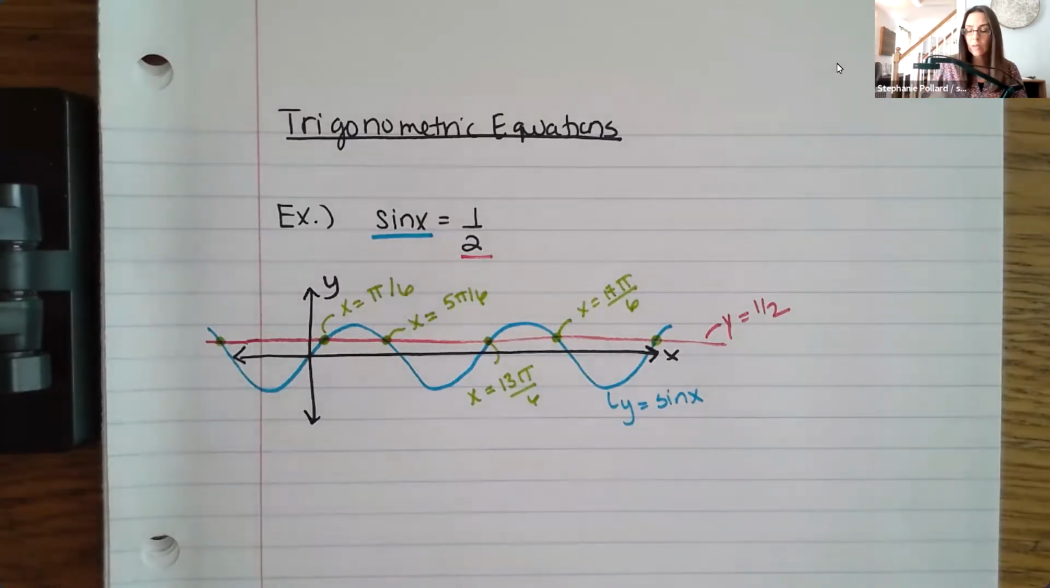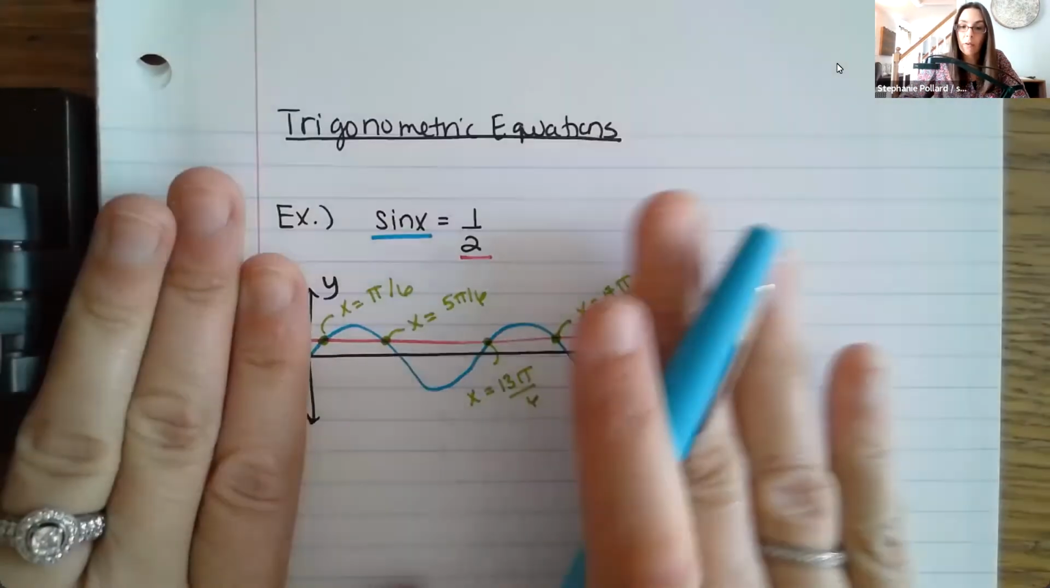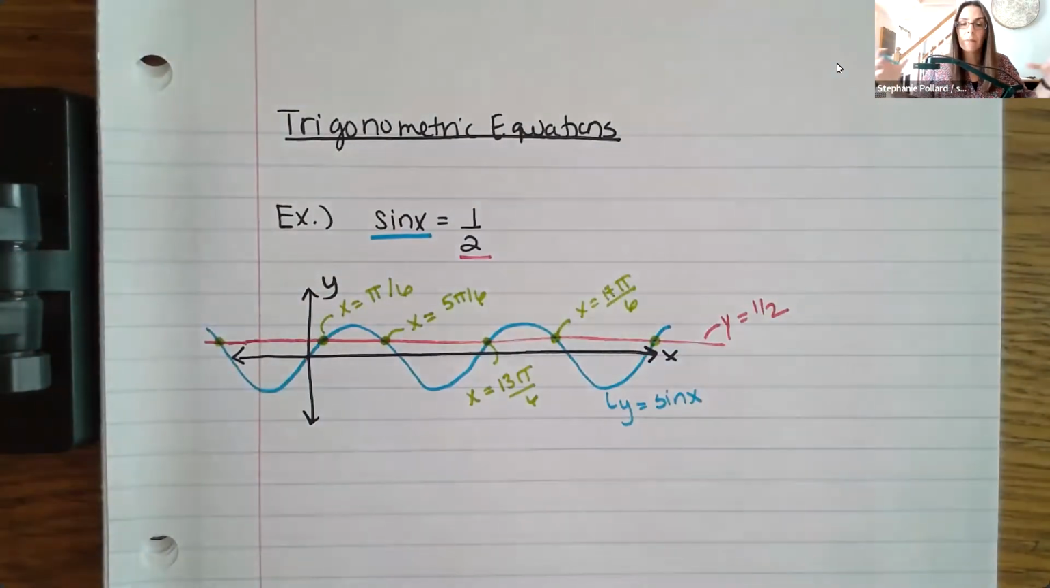Now, let's say you have an example like this, and we don't want to restrict the domain. So we're not looking at just a small little part of the graph. We want to look at the entire graph. So you have infinitely many solutions here. How do you express something like that?